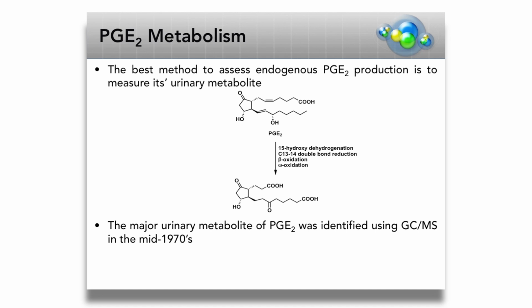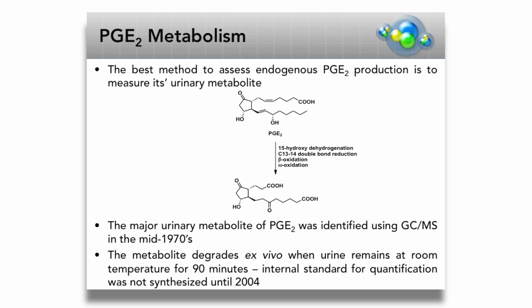However, to quantify this molecule by GCMS, it took approximately 1 week to analyze 10 samples. So the utility and the feasibility, honestly, of quantifying this metabolite was very difficult. So for years, there were not many studies done quantifying this metabolite of PGE2. One of the reasons this might be is because the metabolite is known to degrade ex vivo when urine remains at room temperature for 90 minutes. Thus, trying to synthesize an internal standard for quantification was quite difficult and was not reported until 2004.